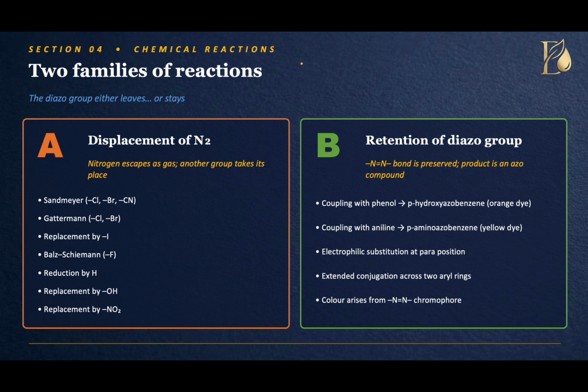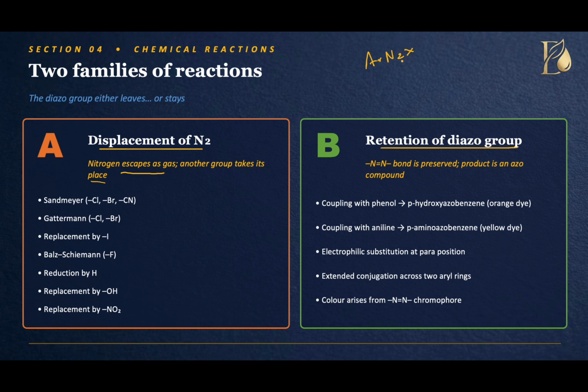So that is the difference between some physical properties of benzene diazonium chloride and benzene diazonium fluoroborate. Now we come to one of the most important parts, chemical reactions of diazonium salts. Broadly, these reactions are divided into two categories. First is displacement of N2, second is retention of diazo group. So we know the general formula of diazonium salts is ArN2X.